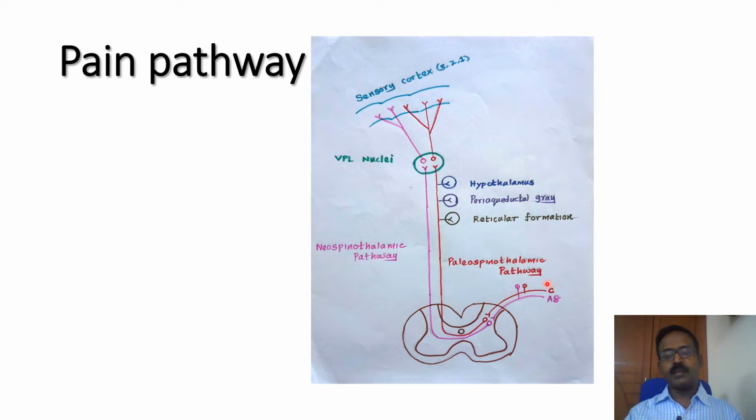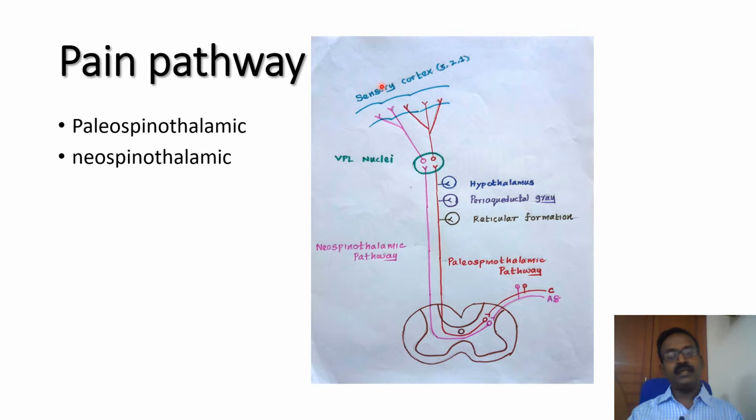This diagram depicts the two types of pain pathway. Medially, the paleo-spinothalamic pathway is present. This red pathway is the paleo-spinothalamic pathway. It is carried by the C fibers. Laterally, the neo-spinothalamic pathway is present. Medially paleo-spinothalamic, laterally neo-spinothalamic pathway.